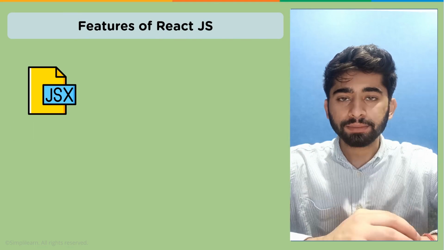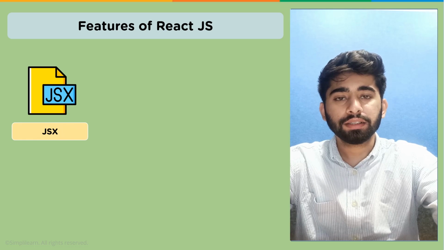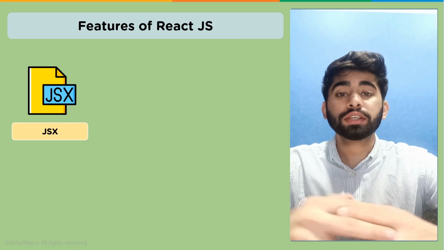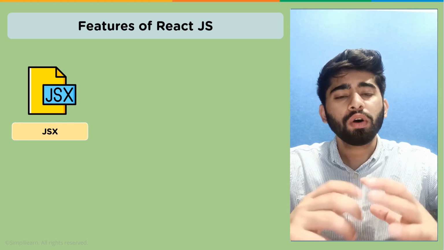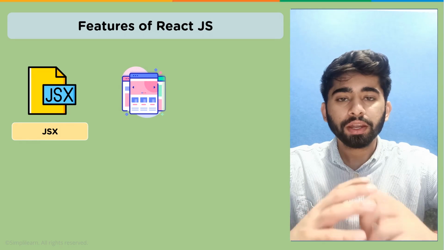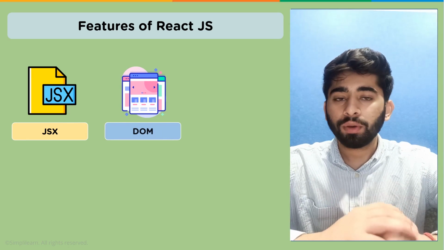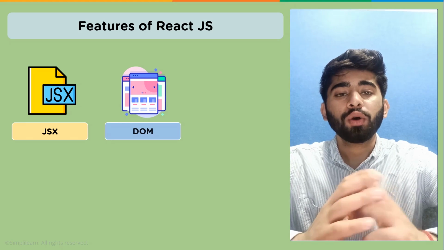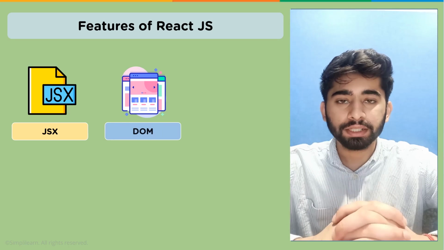Now, let's move on to the features of React JS. The first one is JSX. JSX is a syntax extension to JavaScript with React. It is used to describe how the UI should look like, as JSX comes with all the features of JavaScript. Now, let's move on to the second one, which is Virtual Document Object Model, which is DOM. This defines how documents are accessed and manipulated on the web pages.